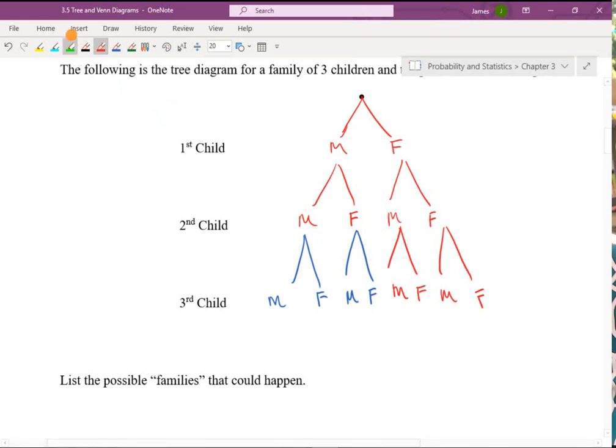Okay? Our sample space is going to be this. Okay, I start at the emanating point and I just travel down all the different routes that are going to get me to these last 8 options. Okay, so I go male, male, male. That is one family. Does that make sense? Okay, so I'm going to list that as one of my objects in my sample space. Then we're going to go male, male, female.